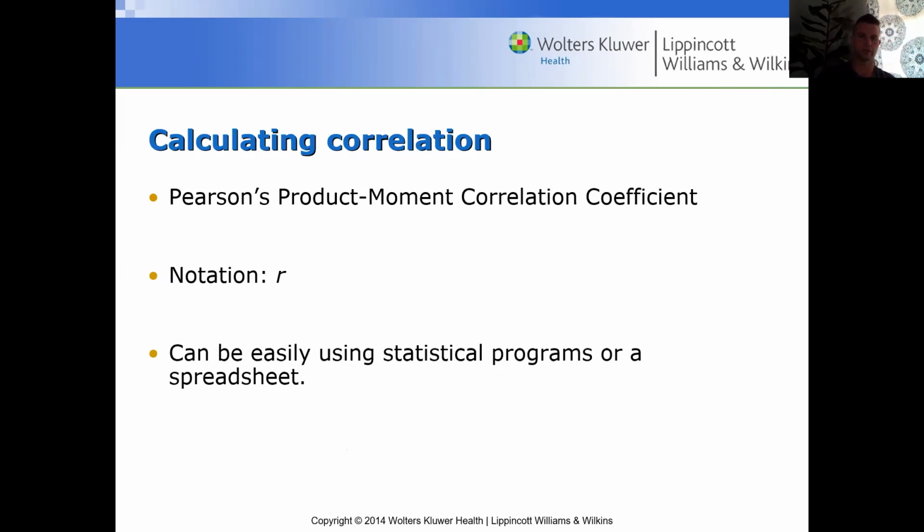Calculating correlation. You've heard me in some of my examples say, what's the R value? What's the P? Pearson's product moment correlation coefficient is what we call an R value. You'll see a lowercase r in statistics. It can be easily calculated using statistical programs or a spreadsheet.